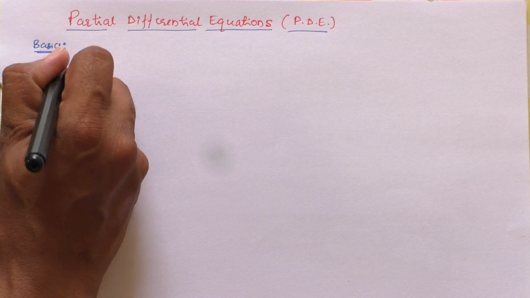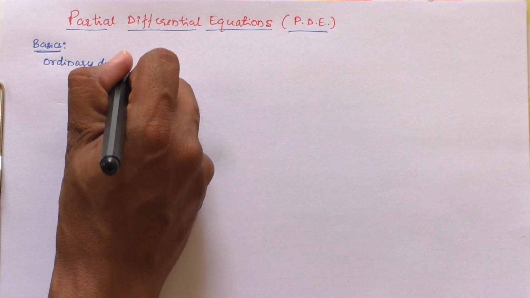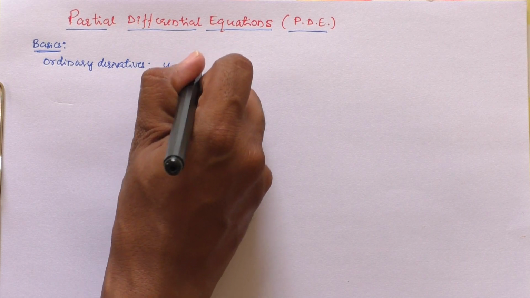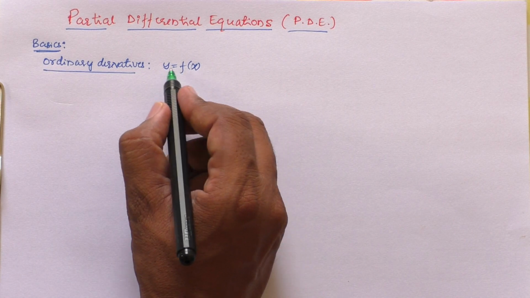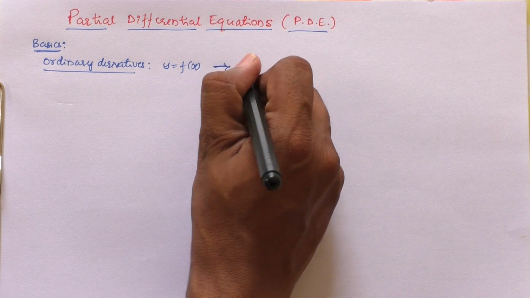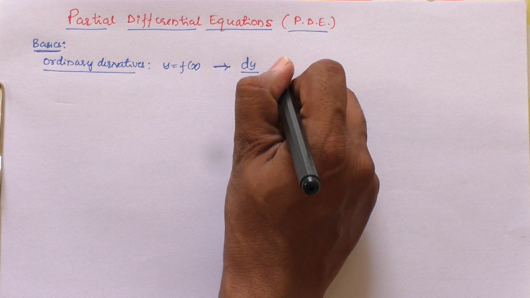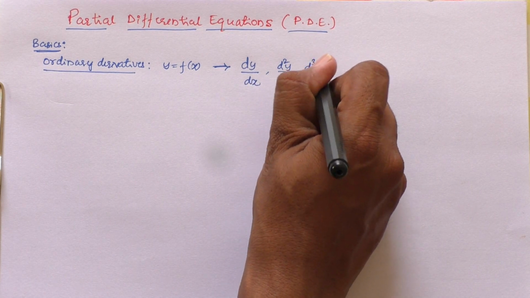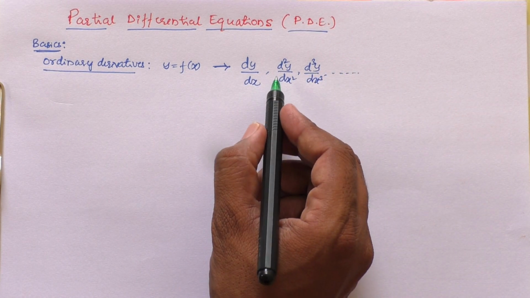So ordinary derivative. What do you mean by ordinary derivatives? We know if y is a function of x, means y equal to f of x, y is dependent on x, or y changes as x changes, which can be written as change in y with respect to change in x, dy by dx, and also we write it as d square y by dx square, d cube y by dx cube, and so on. So these are all called ordinary derivatives.